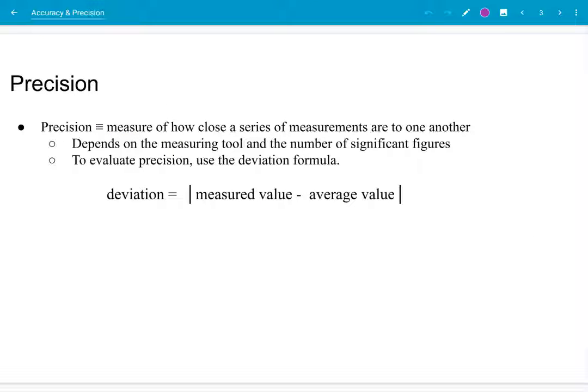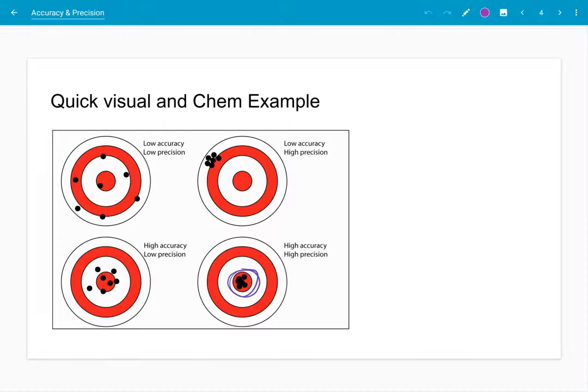Now, precision is a measure of how close a series of measurements are to one another. This will depend on the measuring tool and the number of significant figures that you have. To evaluate precision, we're going to use the deviation formula. The deviation formula is also an absolute value, and notice it's your measured value minus your average value. We're not going to calculate this one quite as much. I just want you to be aware of it. To evaluate precision, we're using deviation. To evaluate accuracy, we're going to use the percent error formula.